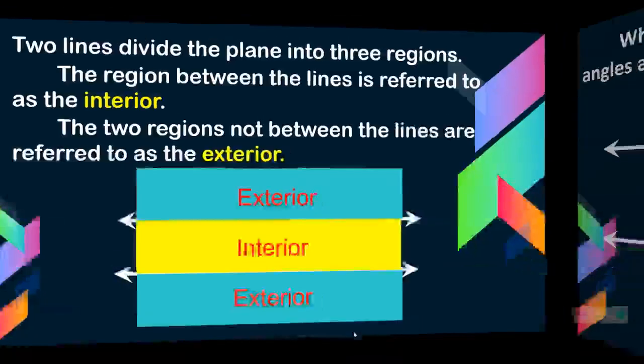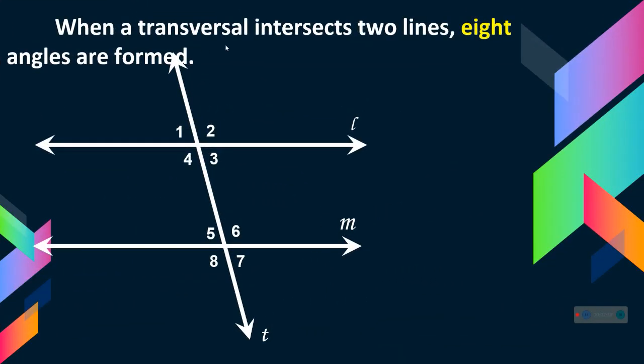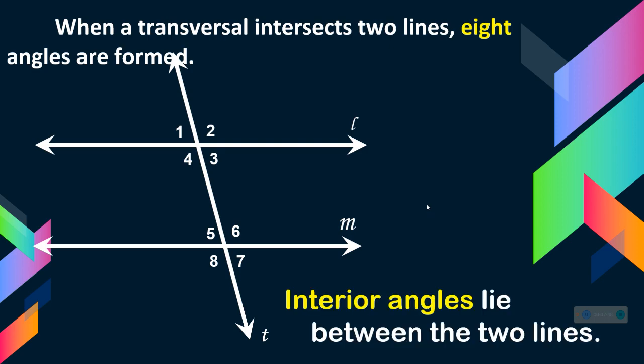And when a transversal intersects two lines, 8 angles are formed. I already have the numbered angles here. We have angles 1, 2, 3, 4, 5, 6, 7, and 8. And we also have the names of the angles that we have formed. The first one is the interior angle. There are 4 interior angles here.